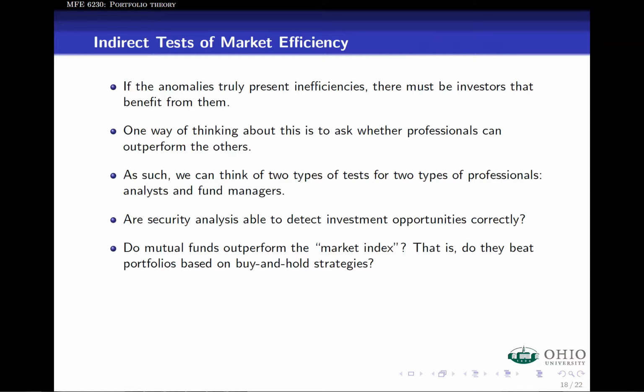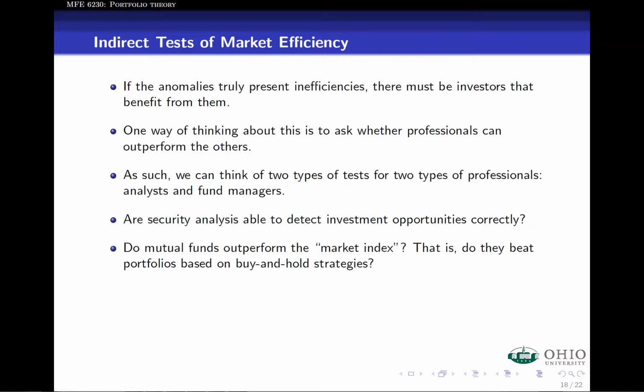And who are the best nominees for that sort of thing? So we can think of the analysts, right, because they're experts in a particular industry, for example. And also we can think of fund managers, right? Mutual funds are known to be investment managers, and they should be able to beat the market index, right? So we're going to look at two types of experts who have the knowledge and the resources to exploit market inefficiencies, if they are market inefficiencies.